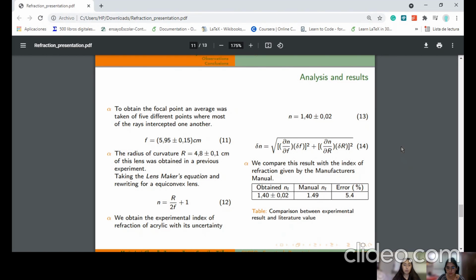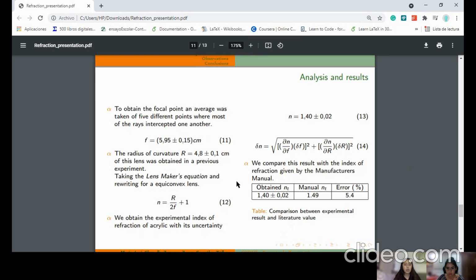We had a focal length that we measured, as we can see in equation 11, and the radius of curvature of the lens was obtained in a previous experiment, and as can be seen, is right there. However, it is important to notice that we are using an equiconvex lens, so this means that the radius of curvature of both sides is equal. So now we take the lens maker equation and rewrite it for an equiconvex lens in which radius 1 and radius 2 are equal but have opposite signs. Then, using this equation, we solved for the index of refraction and it gave us equation 12.